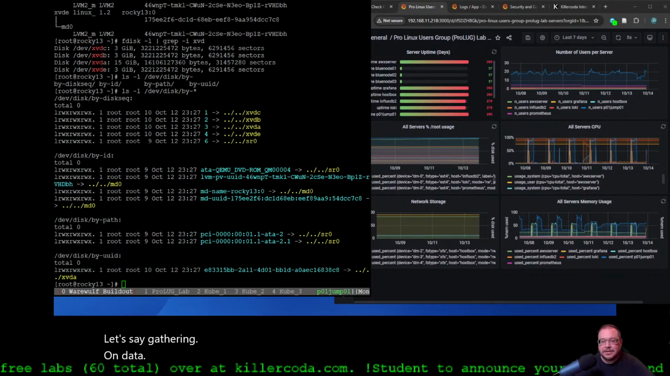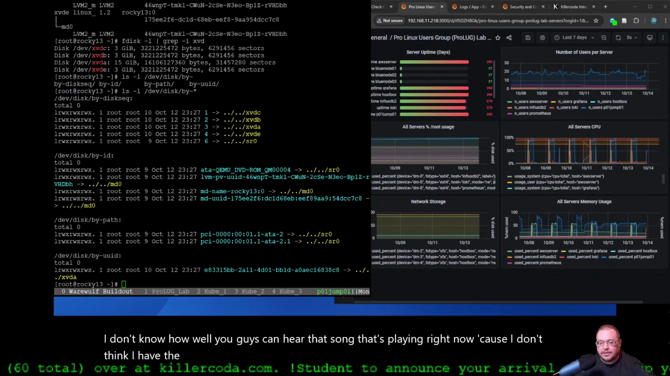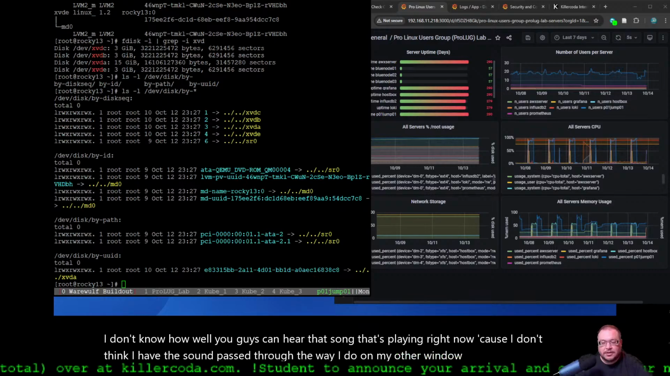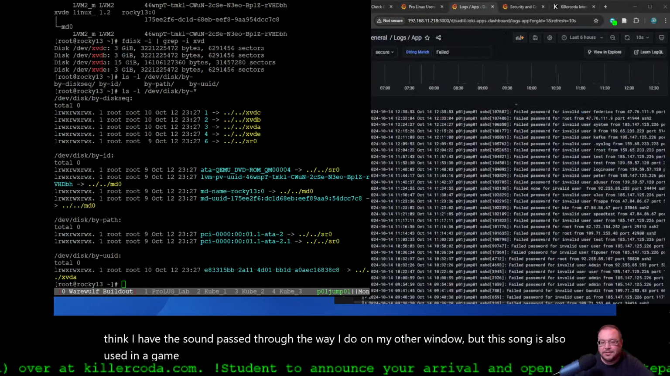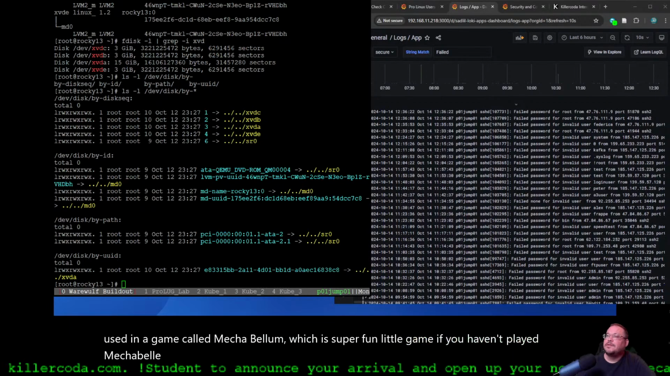I don't know how well you guys can hear that song that's playing right now because I don't think I have the sound pass through the way I do on my other window, but this song is also used in a game called Mechabellum, which is a super fun little game. If you haven't played Mechabellum, it's one of my favorites.